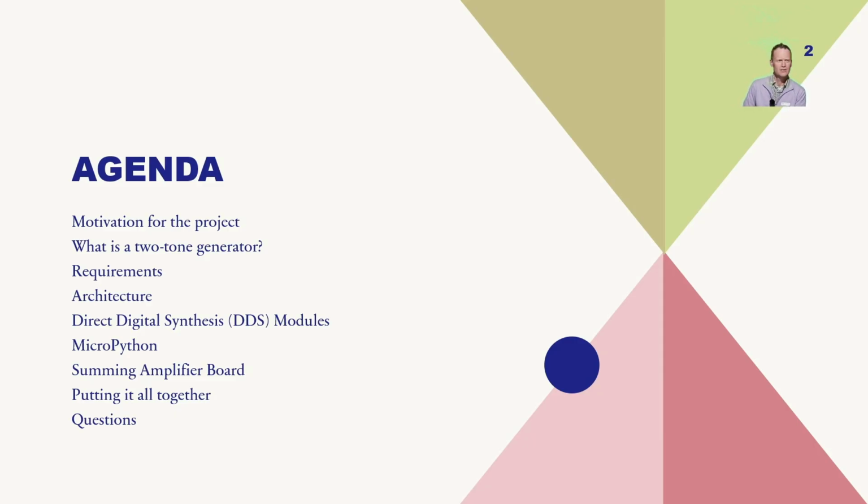Okay, so just before we get started, I thought we'd have a quick review of the agenda, some of the items I'm going to speak about this evening. So first thing is the motivation for the project. Why did I build this device? A little bit around what a two-tone generator is, why we need one, some requirements for the generator. I'm going to talk a little bit about the architecture, and then I'm going to get into some of the details of the blocks within the generator. So the direct digital synthesis block, MicroPython board, summing amplifier board, and then putting it all together, and then there'll be a little bit of time at the end for some questions.